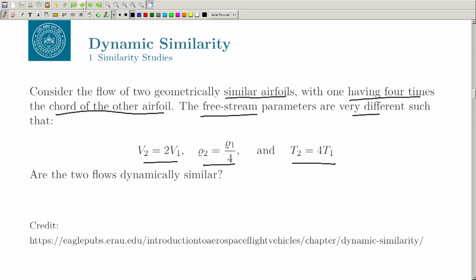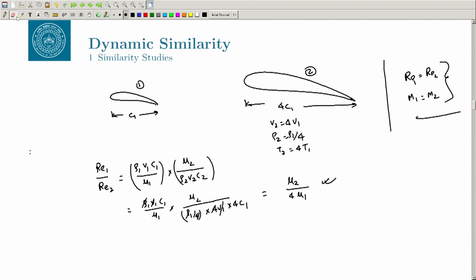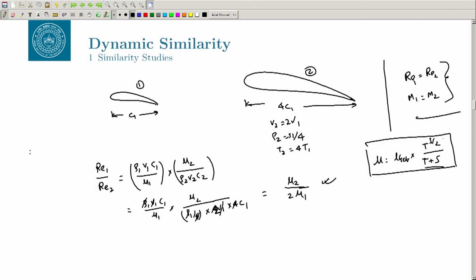Just V2 equal to 2 V1. So, if you do that, this is 2 V1, these 4 cancel out. So, this is mu 2 by 2 mu 1. Now, you know the variation of mu, the Sutherland's law. It goes as mu equal to some mu reference multiplied by T to the power 3 by 2 by T plus S. This is the Sutherland's law that we have discussed. So, roughly, because this is T to the power 3 by 2 and this is T, you can say mu varies as T to the power half, square root of T.